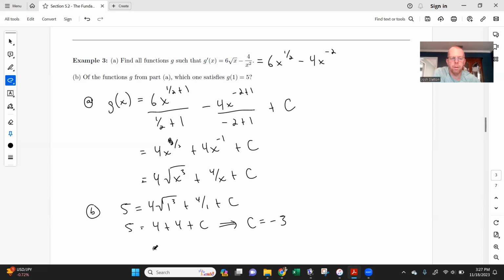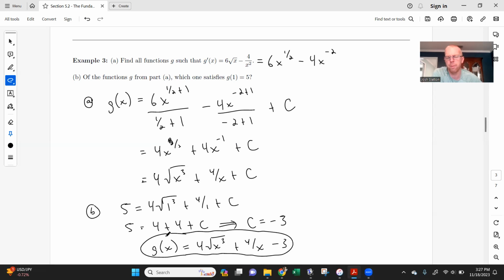And so then our specific function for that is 4 times the square root of x cubed plus 4 over x minus 3. So whenever you're given a specific ordered pair, there's only going to be one function with that specific derivative that goes through that specific ordered pair. So just plug in the ordered pair for the x and the y, solve for c. No big deal.